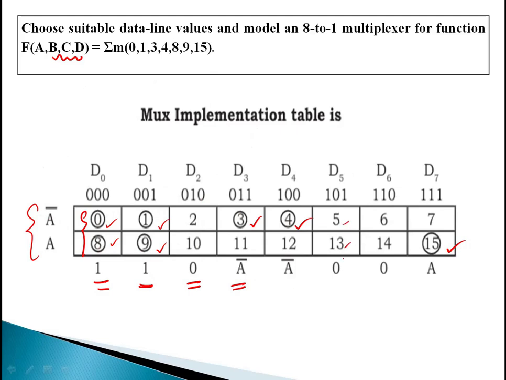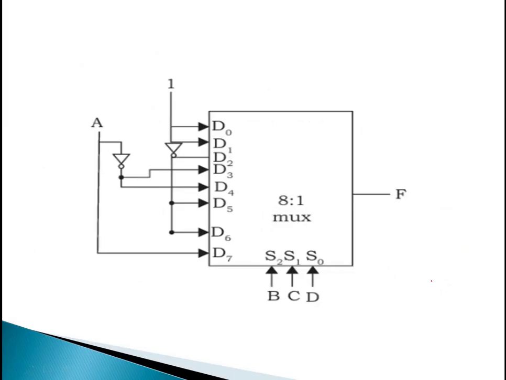So next here it's not included, so 0, and here also it's not included, 0, and here 15 is included in our function, so the corresponding A value is A, right? So this is our mux implementation table. With this mux implementation table, we are going to draw the logic diagram for the 8:1 mux. Okay. So this is our 8:1 mux.